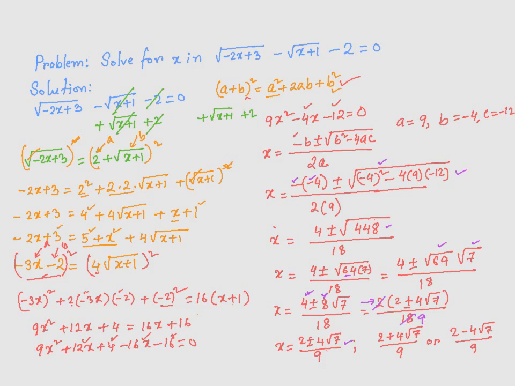So my two solutions are this. So x is equal to 2 plus 4 times square root of 7 divided by 9, or 2 minus 4 times square root of 7 divided by 9. Now this is the solution.